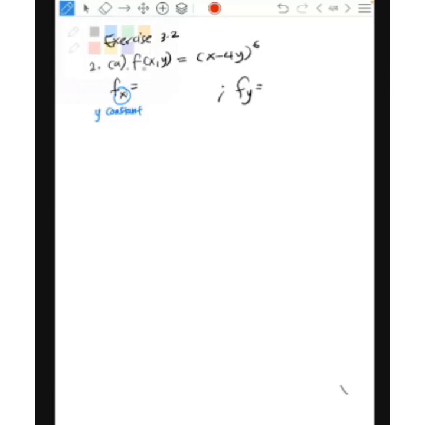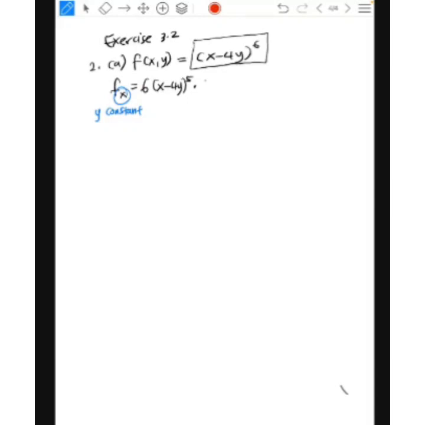Okay, now we want to differentiate this function, x minus 4y to the power of 6. So we have to differentiate the power 6 first, okay, because the power is the outer one kan, okay. So differentiate the power, we have 6, x minus 4y, 6 minus 1 equals 5. Okay, and then you multiply, you differentiate whatever is in the bracket. In the bracket now is x minus 4y. You have to differentiate x minus 4y with respect to x, keeping y constant.